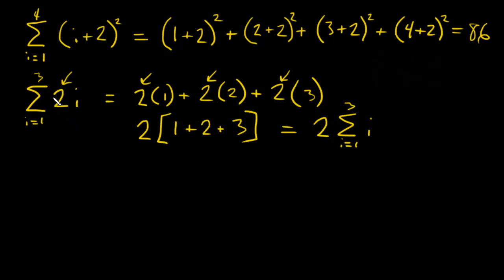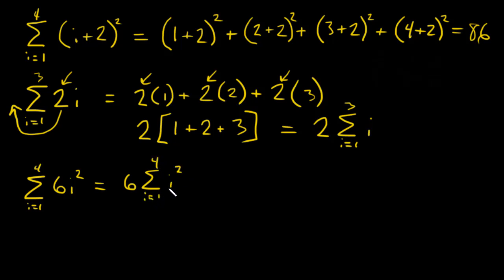But if it's just a factor that's being multiplied by the I, I can take those out of the summation and then just worry with the I's. So as an example, summation I from 1 to 4 of 6i squared. That is the same as 6 times the summation I from 1 to 4 of I squared. Pretty cool, huh?